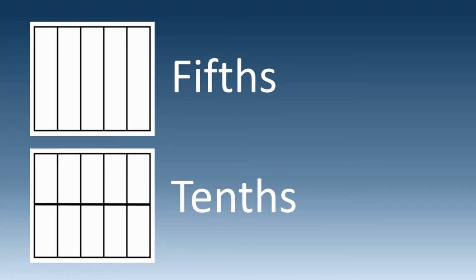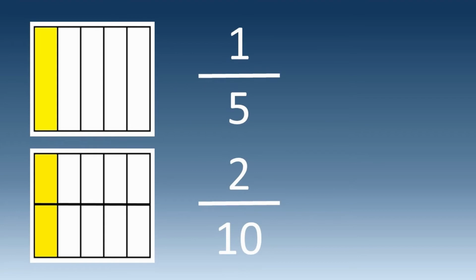Here are two blocks. The top one is divided up into 5 sections, and those are each fifths. The lower one is divided up into 10 sections, and each one of those are tenths. Next, you can see 1/5 is shaded and 2/10 are shaded. If you have a look, they're both the same size because these are equivalent fractions. 1/5 is equivalent to 2/10.